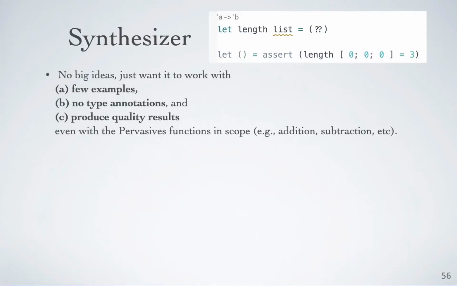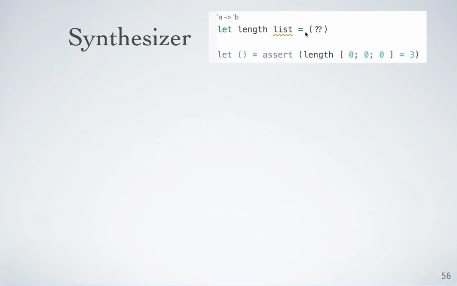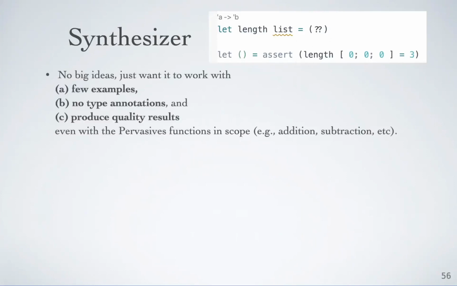The synthesizer, what is our synthesizer doing? It needs to fill in a function or fill in a hole given assertions. There's no big ideas with our synthesizer. We're not doing anything fancy or new, but we just needed to make some choices with the synthesizer so that it can work with few examples, no type annotations, and still produce quality results, even when you already have a bunch of functions in scope. So sometimes synthesizer benchmarks only put 1 or 2 functions in scope that they need, but we need to work with a bunch of things in scope from the OCaml pervasives module.